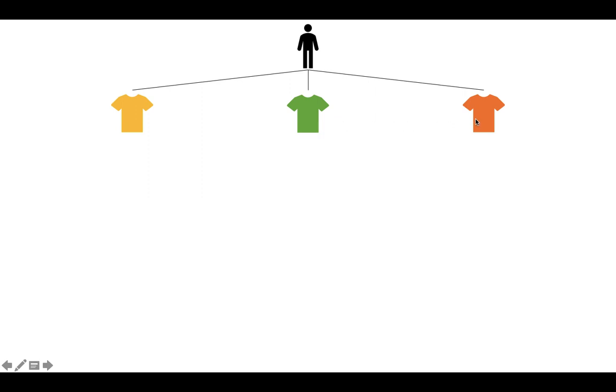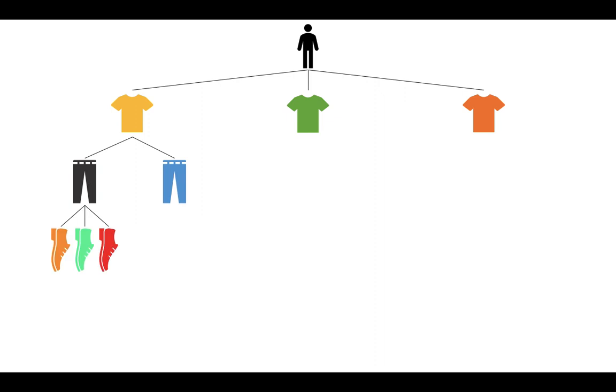Now, the first thing he grabs is a shirt. So there are 3 possible outcomes. It's either going to be yellow, green or orange. So say he was to grab a yellow shirt and then he grabs some pants. From that, it's either going to be a grey pair or a blue pair of pants. Now say he grabs the grey pair of pants. There are 3 options for our shoes. They're either going to be orange, green or red.